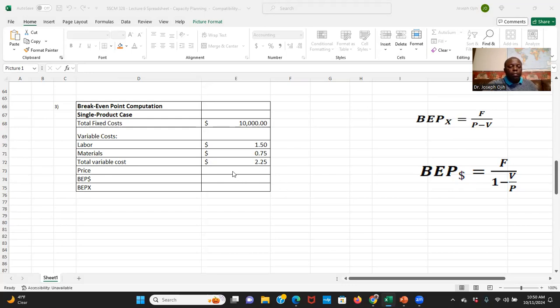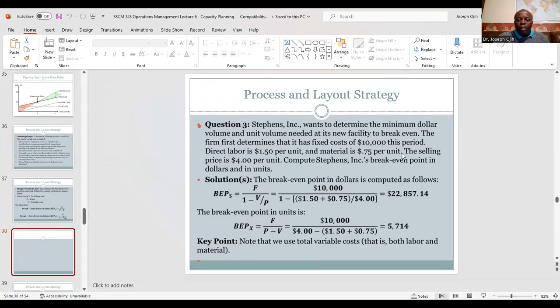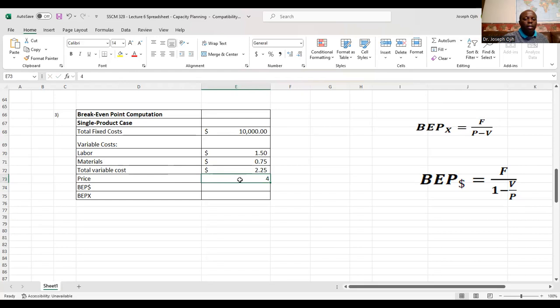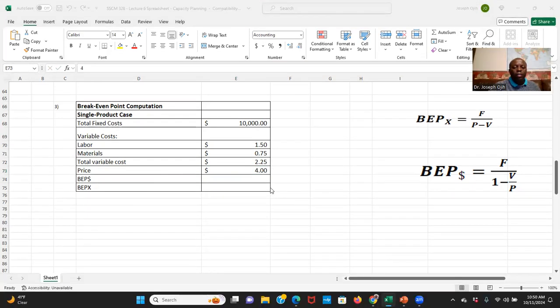Now, the price. They told us the price, and we need to put the price first. The selling price is $4 per unit. So I'm going to go there and put $4 per unit. The price is $4. Okay. I make it with a dollar sign. So with all this in, we are ready to calculate the break-even point for this company.